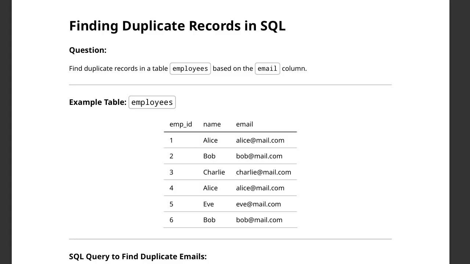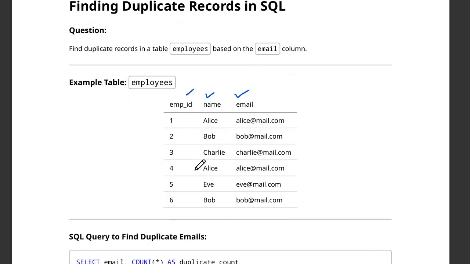So here, for example, this is an employee table and we have three columns. One is employee ID, another one is name, another one is email. So here we have to find the duplicates. We have to get how many duplicate emails there are.